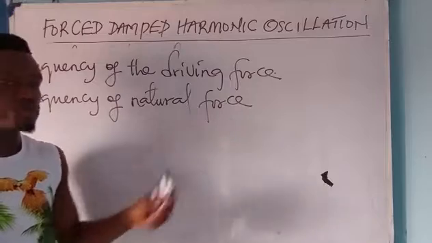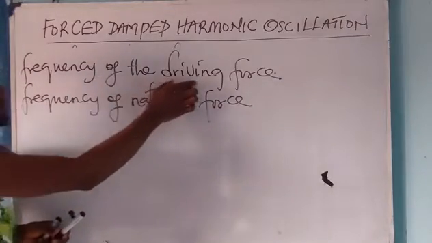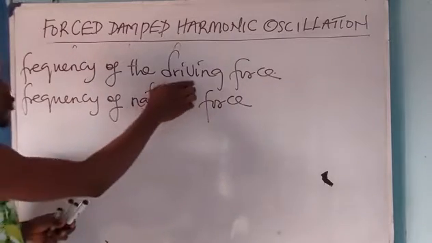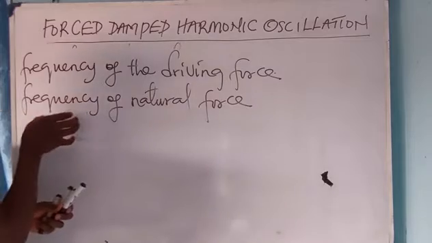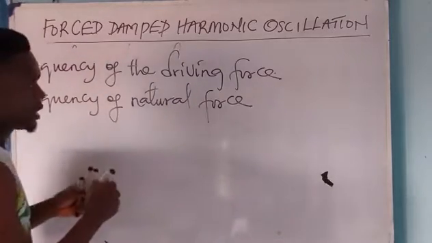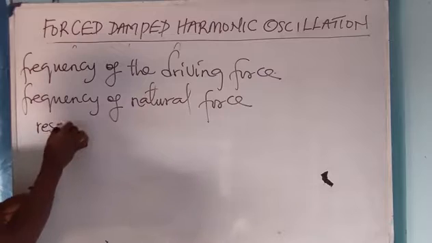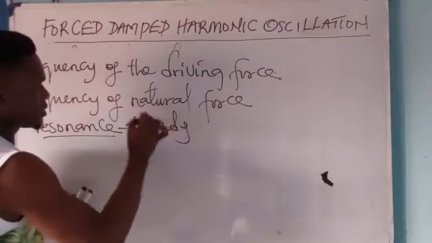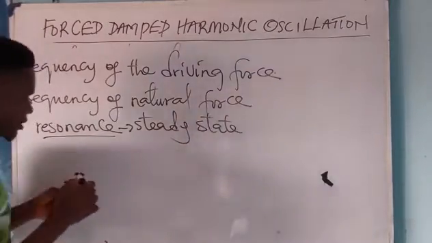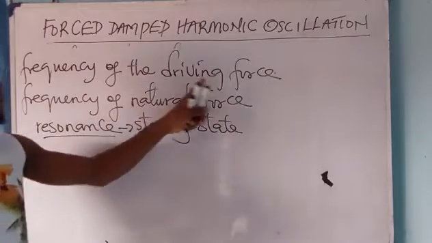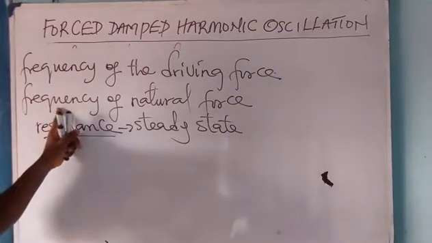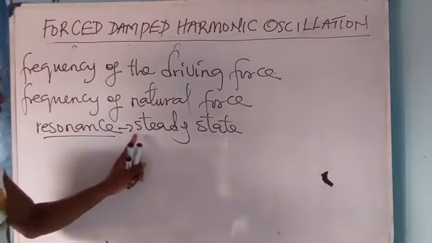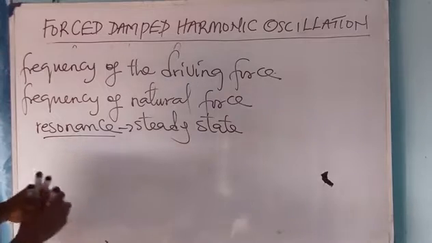We have the frequency of the driving force and the frequency of the natural force. I told you that the driving force is what keeps the oscillation constant. When it coincides with the frequency of the natural force, it brings about what is called resonance, or steady state. I said when the frequency of the driving force coincides with the frequency of the natural force, what happens is resonance, otherwise called steady state.